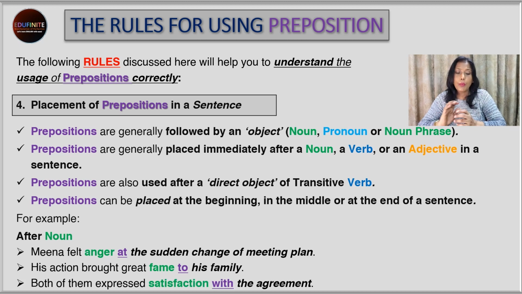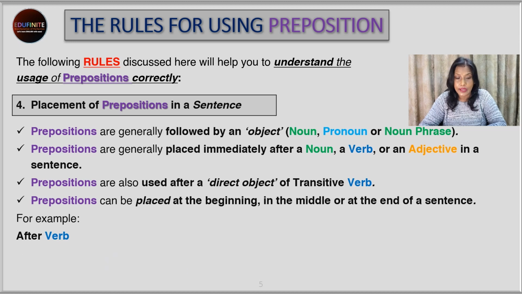Next, both of them express satisfaction with the agreement. So here again, we have preposition with placed after the noun satisfaction. And after preposition, yes, we have the object, that's the agreement. So this is how we see that prepositions are placed after the nouns. Well, next is after verbs.